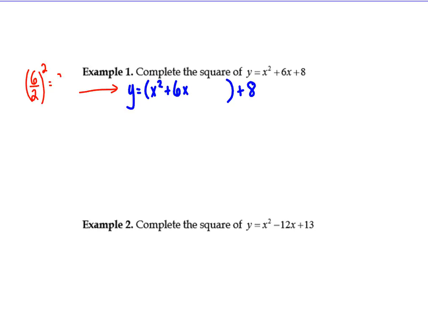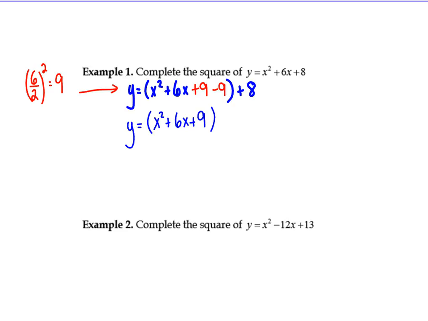9. So I'm going to add 9, but you can't just add 9. So what are we going to have to do? Subtract 9. Good. Next step. We want to group the perfect square together, so we only need the x squared plus 6x plus 9. Where is the minus 9 going to go? Outside the bracket.